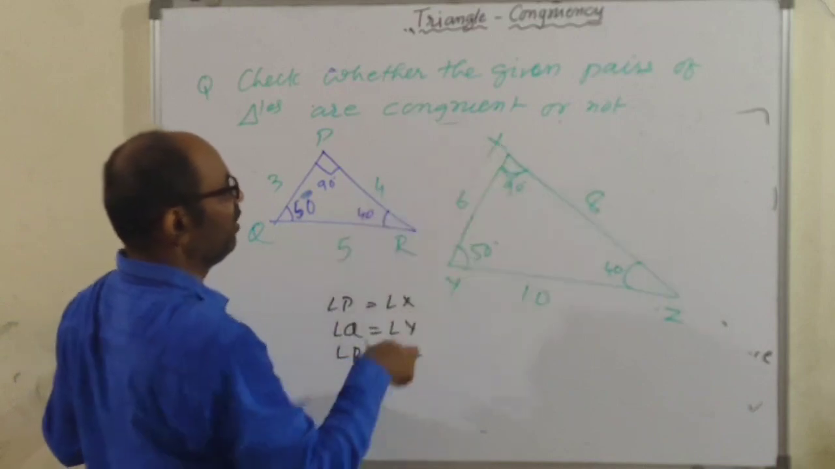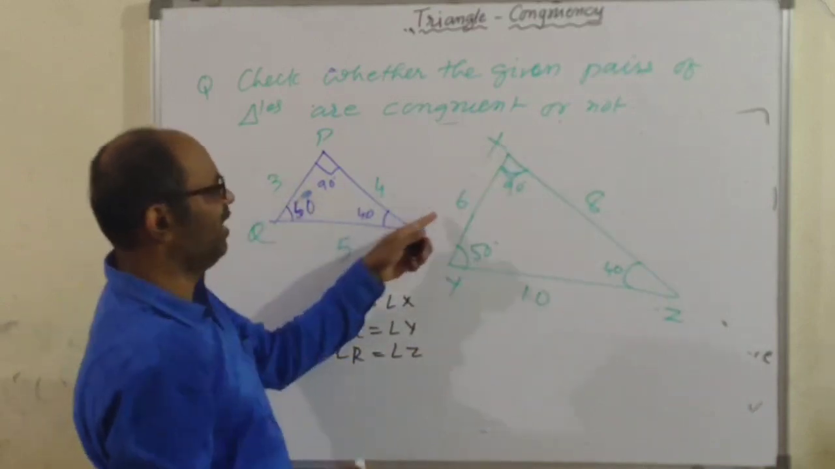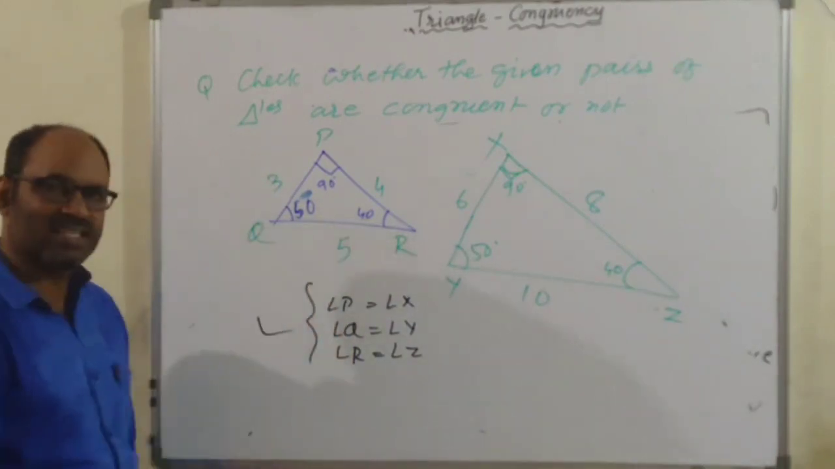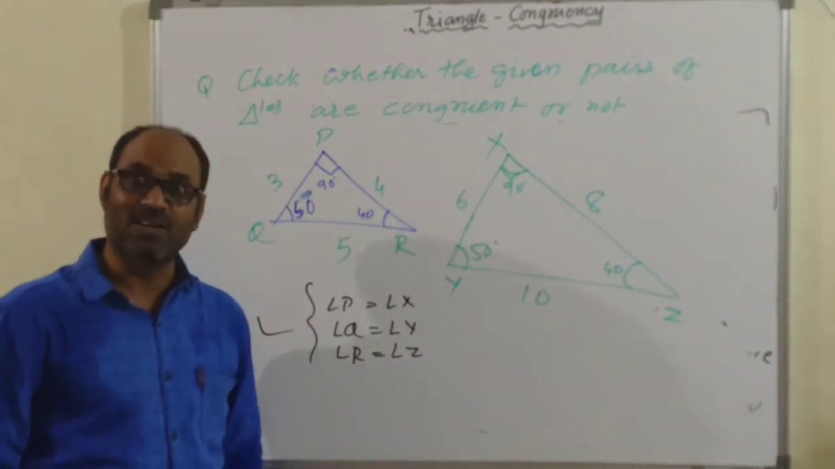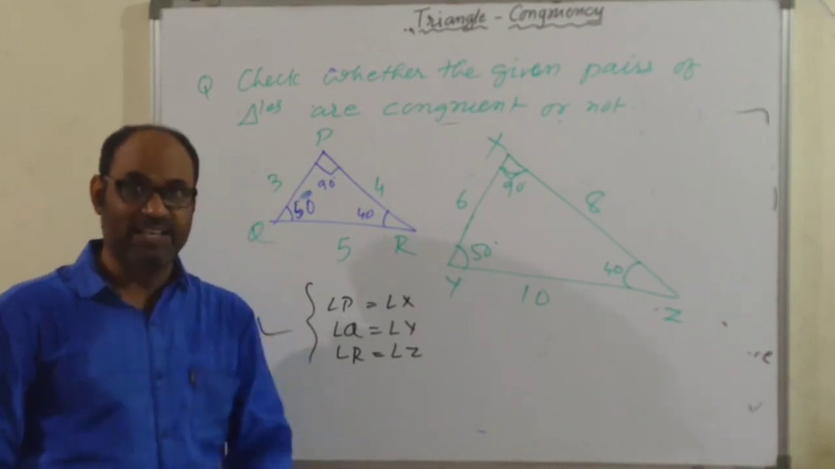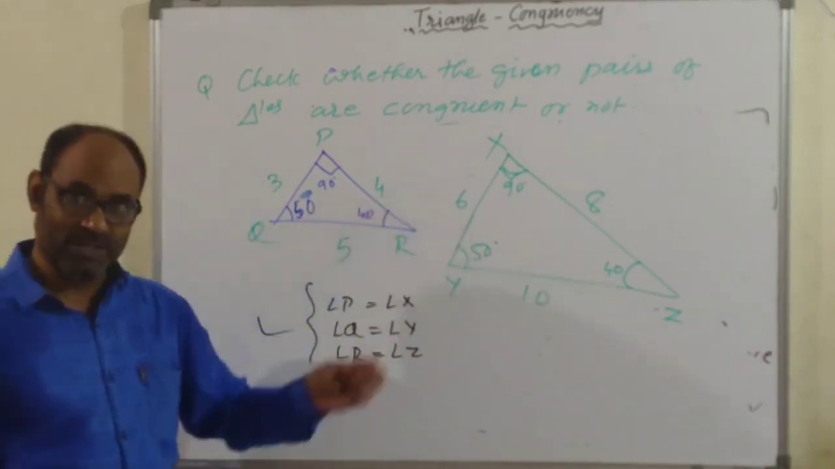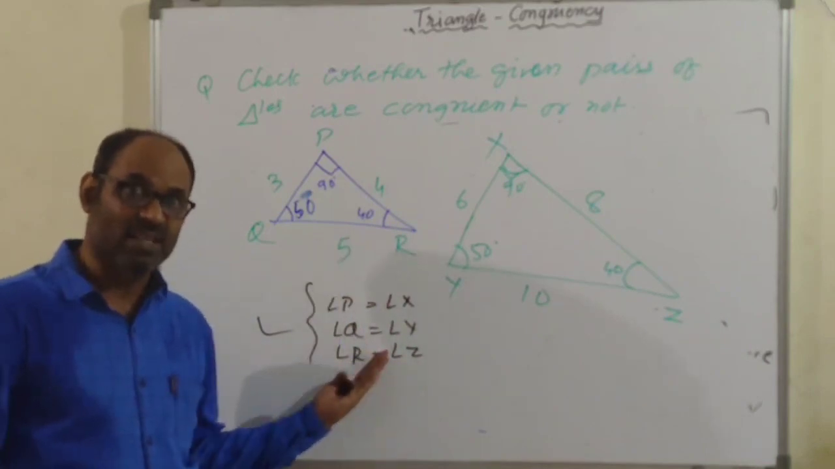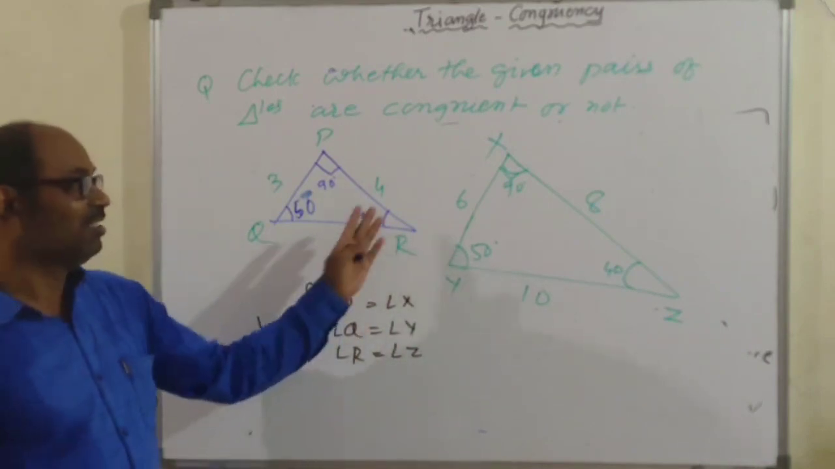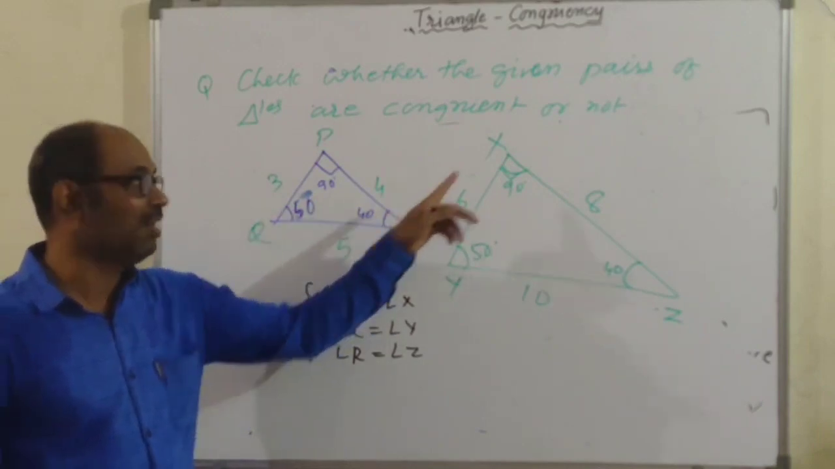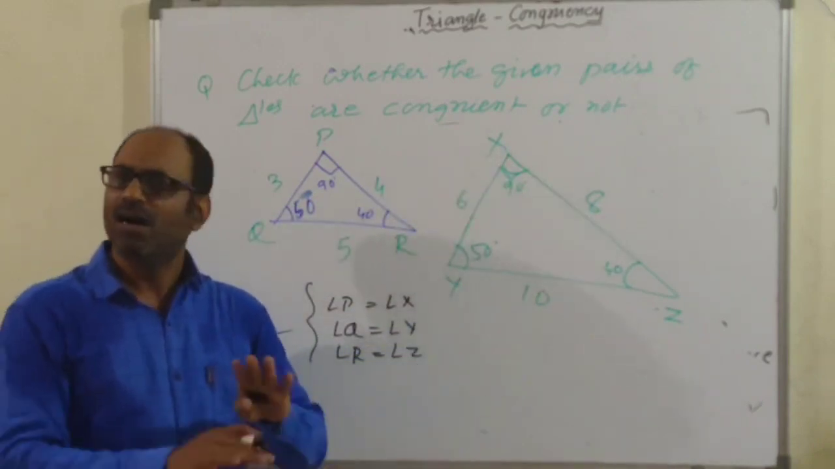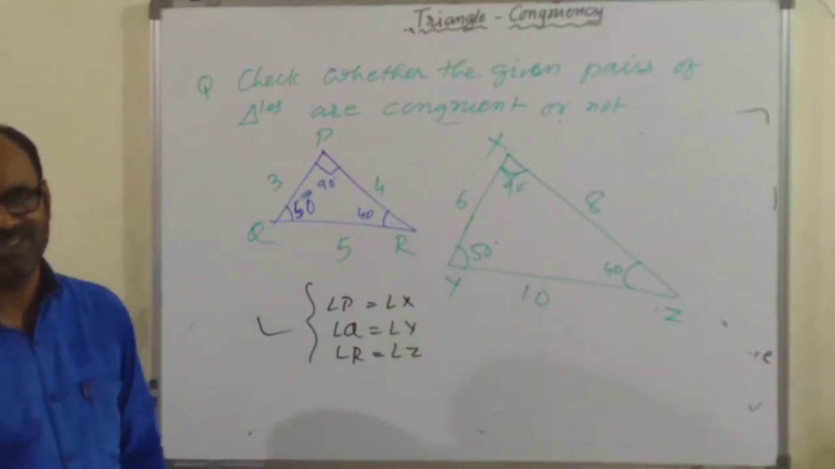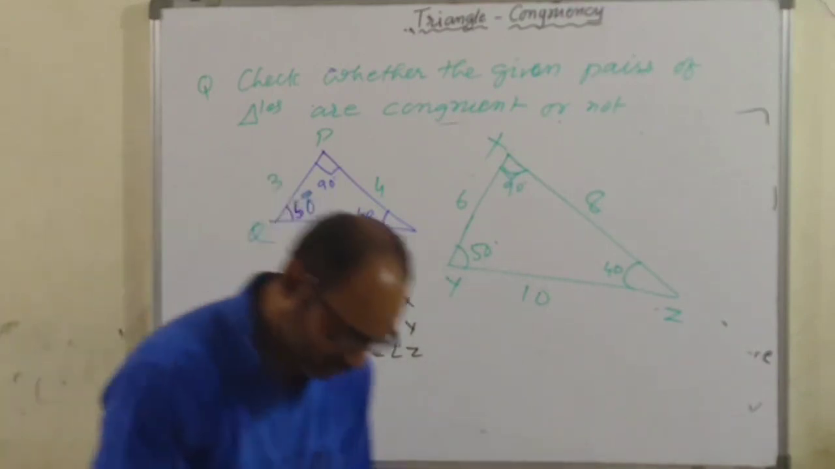PQ is not equal to 3, 4, 5. Yeah, it is not. So only corresponding angles are congruent. Corresponding sides are not congruent. And by definition, you have to show corresponding sides are also congruent. If the corresponding sides are congruent along with the angles, then only they are congruent. So these two triangles PQR and XYZ, for any given correspondence, are not congruent. Alright, is that clear? Check.